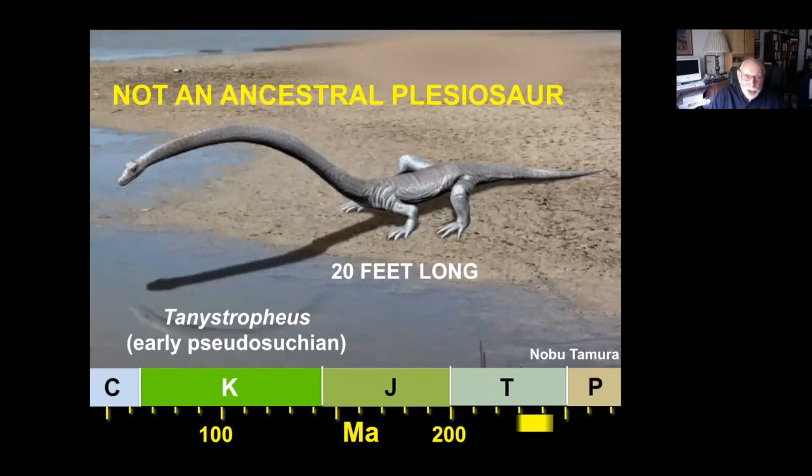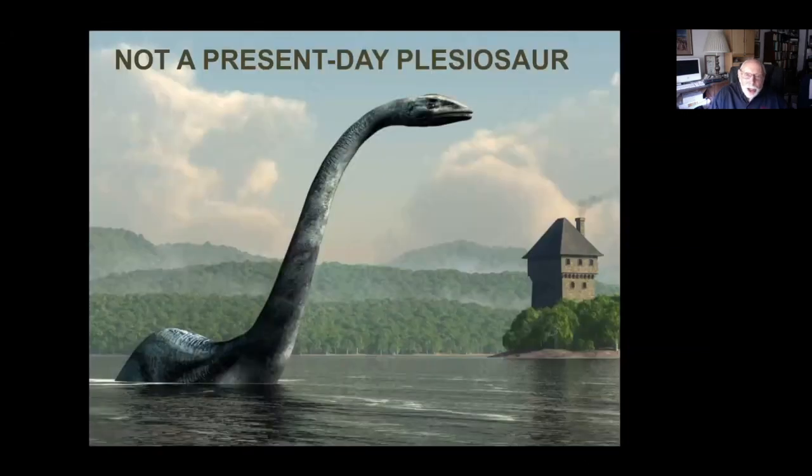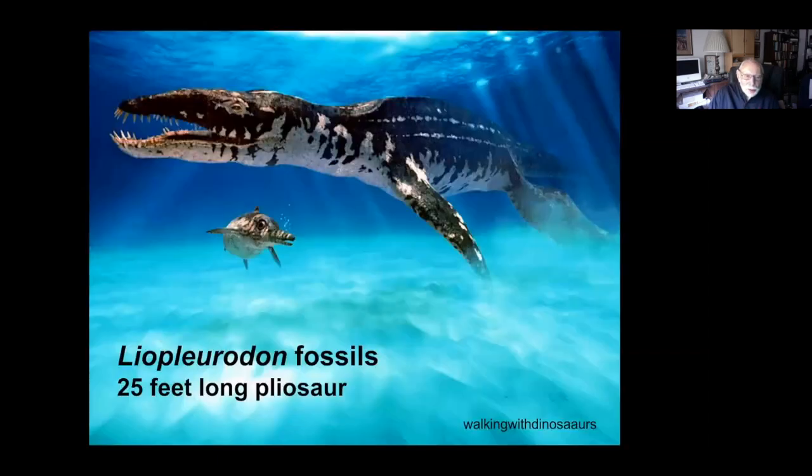And this is not an ancestral plesiosaur, even though it has many similarities. But this is that earlier pseudosuchian that we looked at before. And this is not a present day plesiosaur, even though it kind of in some ways wishes that it were, but this Nessie is not a plesiosaur. The pliosaurs we've already met in Liopleurodon, and they are short-necked, big mouths with lots of teeth.